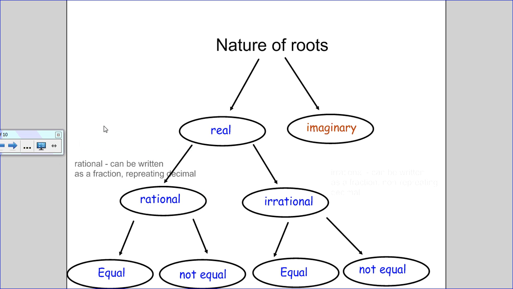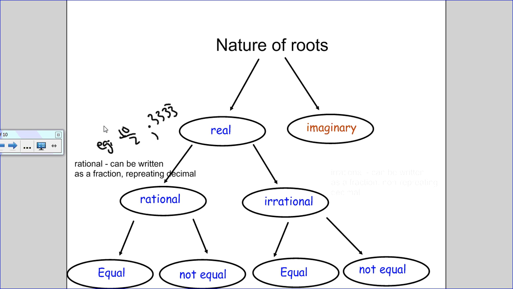So rational is just a number that can be written as a fraction, and it can have a repeating decimal. So for example, 10 over 2 is a rational number. 0.3333, you have a repeating decimal, that's a rational number.